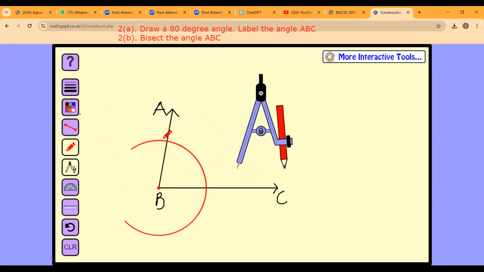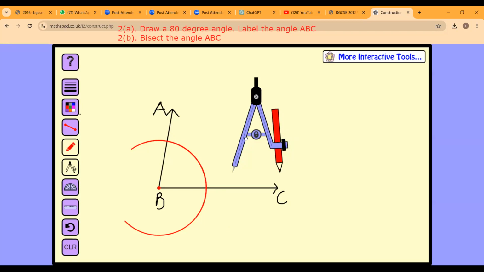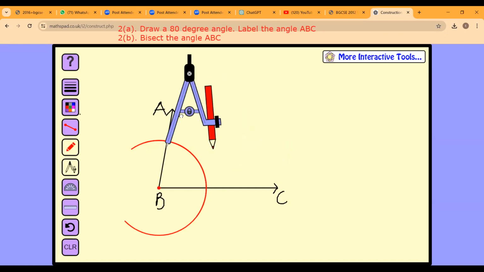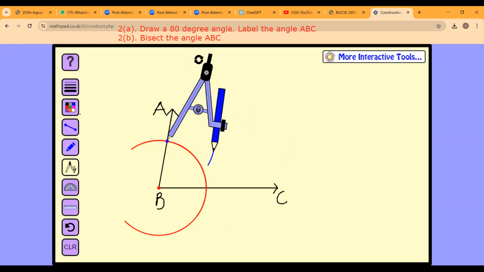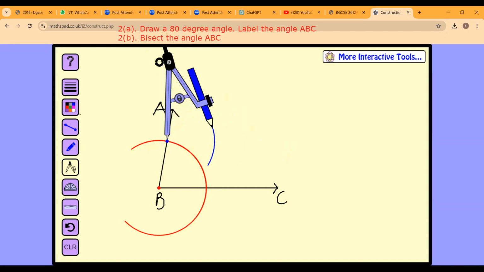Next, China, what's the next thing we do? We put the compass point on where the arc intersects between A and B. Okay, you could do that one first. So let's do that. And so put this here. Then we draw an arc like so. All right. And then let's go ahead.